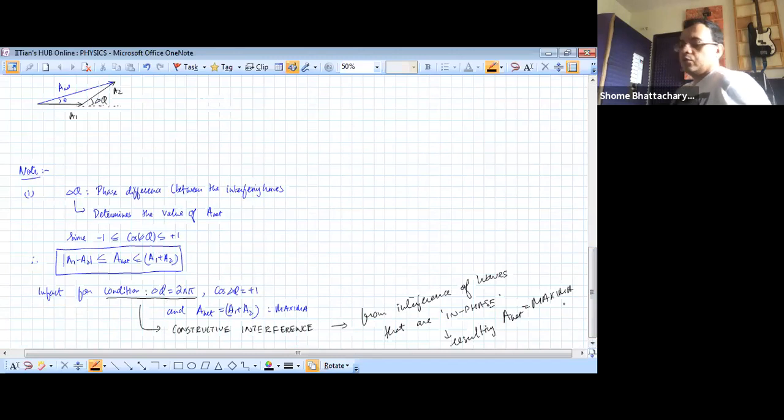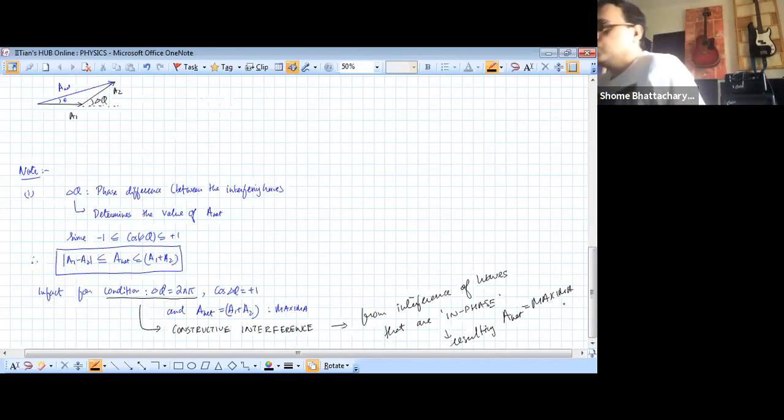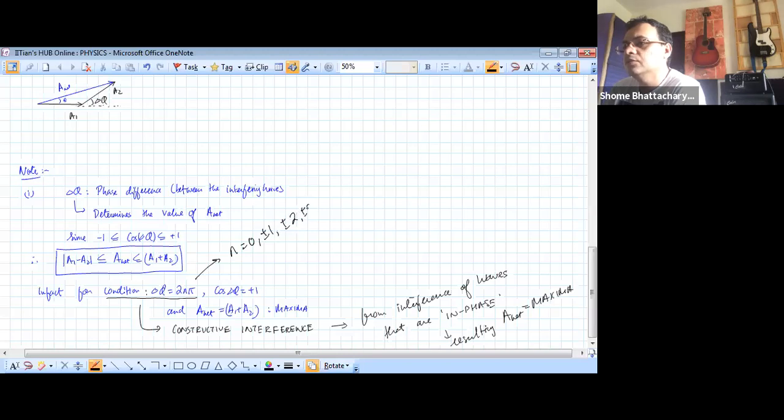Just make a quick note of this point. So the condition for constructive interference is that the interfering waves should be in phase. Mathematically, what that means is that the phase difference should be of the type 2n pi, where n could be any integer. So it could be 0, plus minus 1, plus minus 2, etc. That's another thing you should understand over here. n is basically any integer. It can be negative also, but it has to have an integer value.